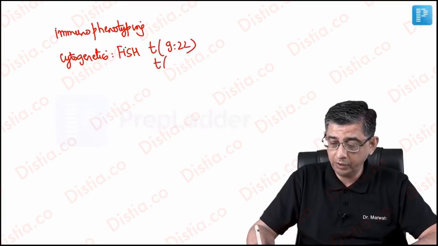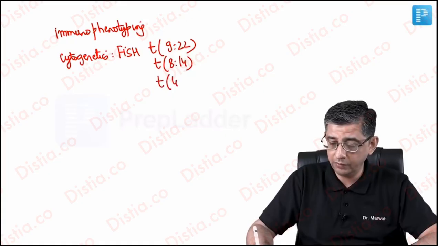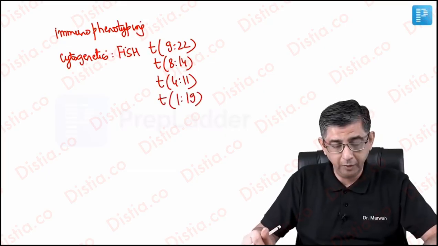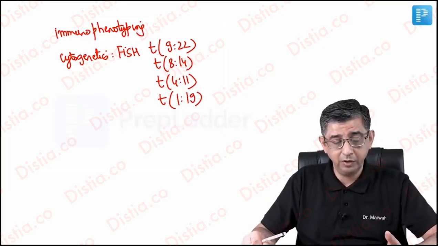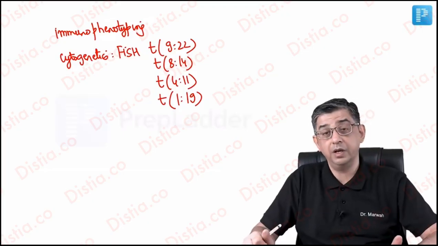Then would be 8;14, which I told you can be associated with Burkitt's leukemia. Then can be 4;11, and then would be 1;19. And why I have mentioned them again is because very soon I'm going to talk about determining the best strategy for these patients, based on whether the person should be called low risk versus standard risk versus high risk and very high risk.